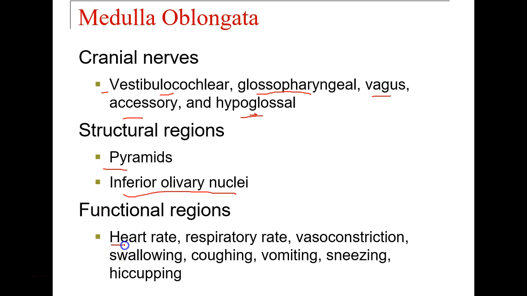Functional regions, again, heart rate, respiratory rate, vasoconstriction. Then with the vagus nerve, we'll see swallowing, coughing, vomiting, sneezing, and hiccuping.